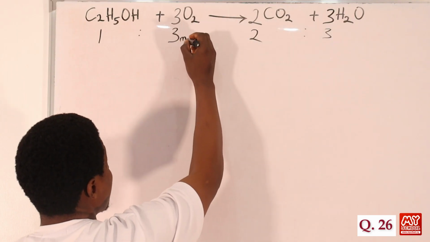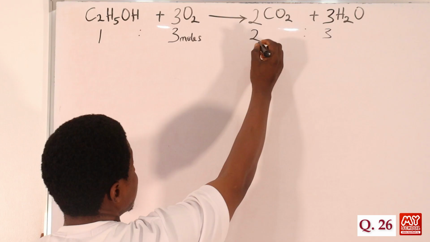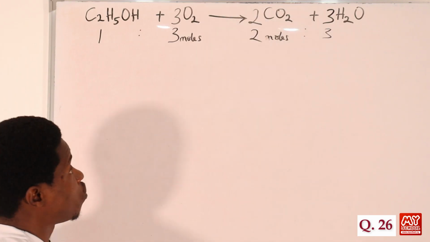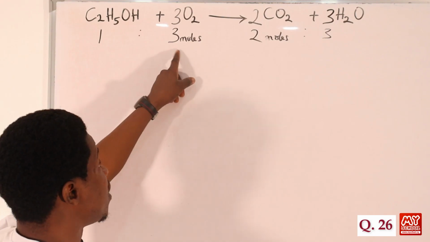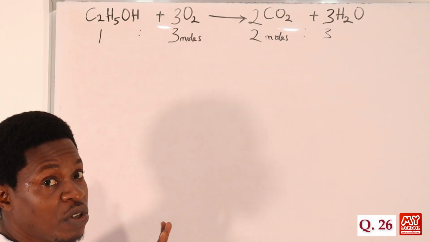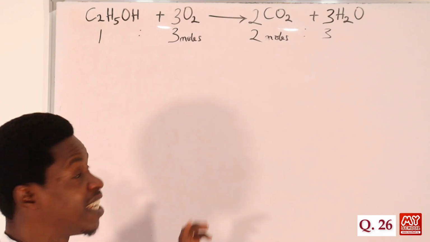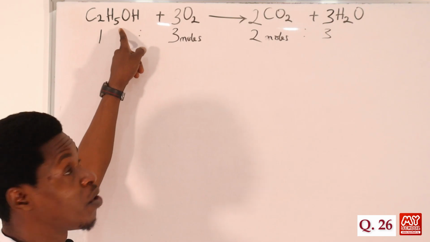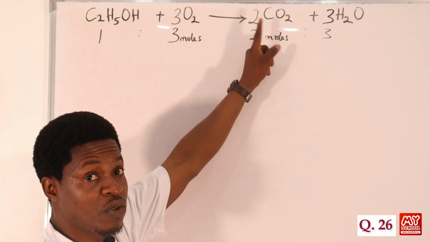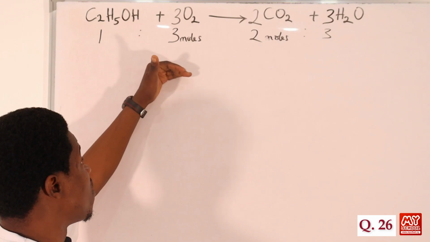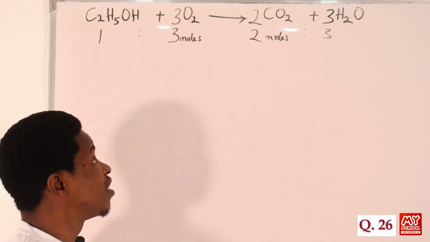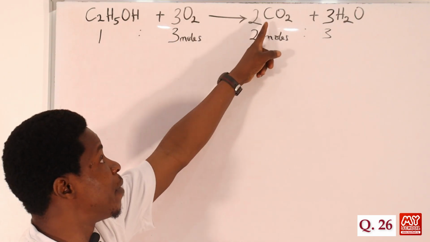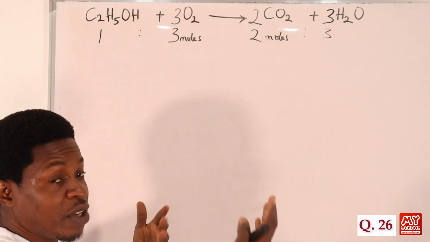So 3 moles of oxygen will produce 2 moles of CO2. That is what happens in the balanced equation. Ideally, 3 moles of oxygen will react with ethanol to produce 2 moles of CO2. But in this case, we're told that 6 grams of oxygen reacts with this. How many moles of CO2 will be formed? So we can just do a simple ratio.